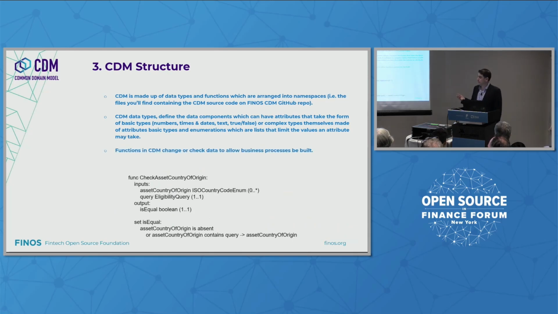And then we have functions, which I just mentioned in the CDM, which change or check data to allow business processes to be built. So there's an example of a function, which looks like it's from the collateral section of CDM, which checks the country of origin of an asset.